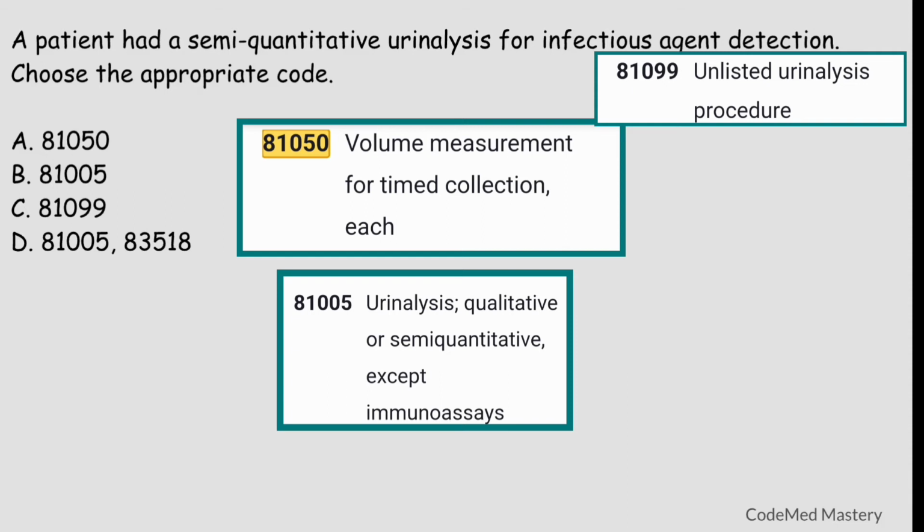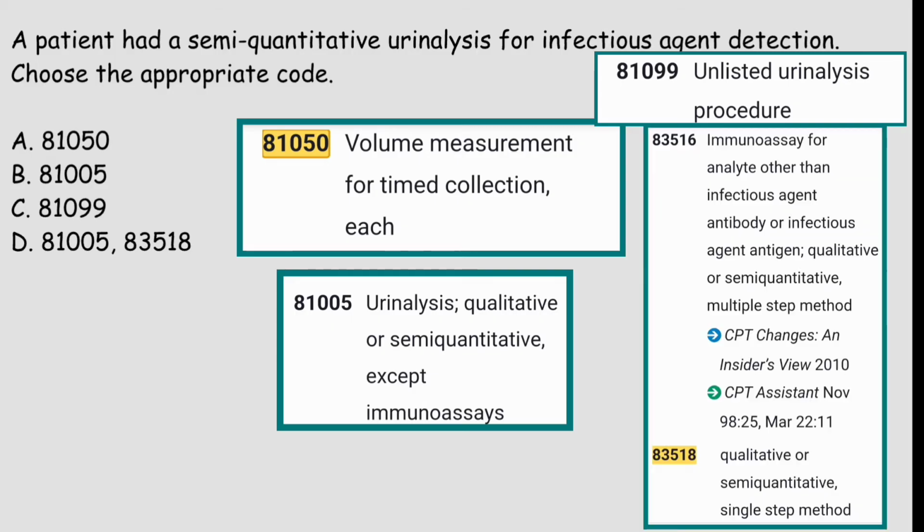And in option D, 81005 is for urinalysis. We already checked it. And 83518 is for immunoassay for analyte other than infectious agent, qualitative or semi-quantitative single step method. Now I'll highlight the main term in the question, that is semi-quantitative urinalysis for infectious agent detection. So which among these is the right code?